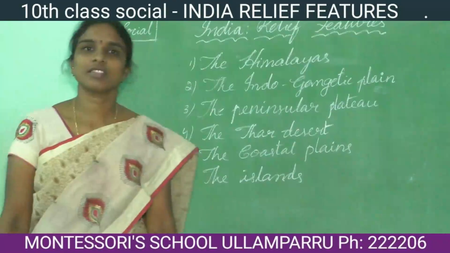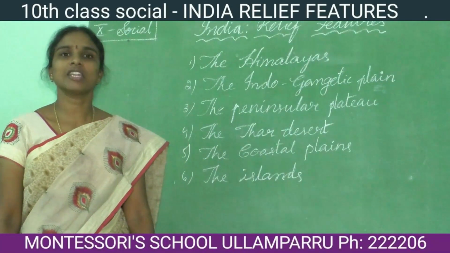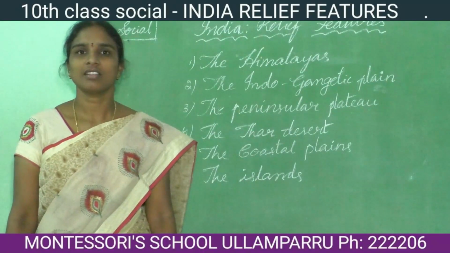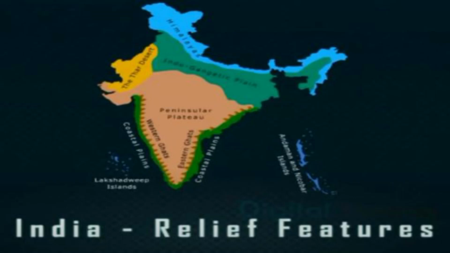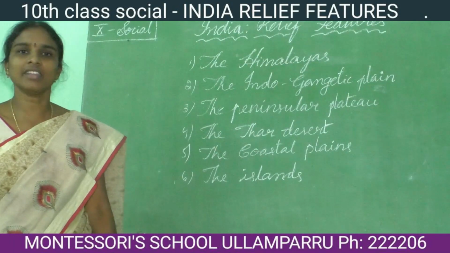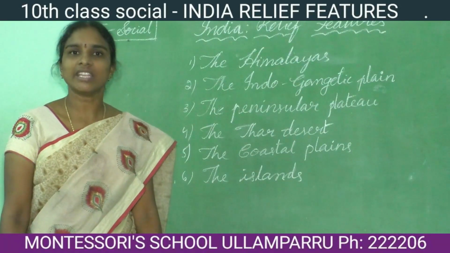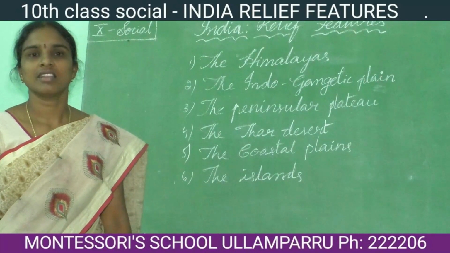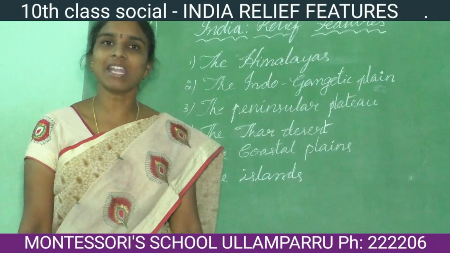Good morning students. This is Ananta, the teacher of Montessori's. Today I am ready to explain an online class on the subject social for 10th class students. The lesson is India relief features. India is our country. India is one of the most populous countries in the world. Our India has varied relief features. That means our country has different land masses.